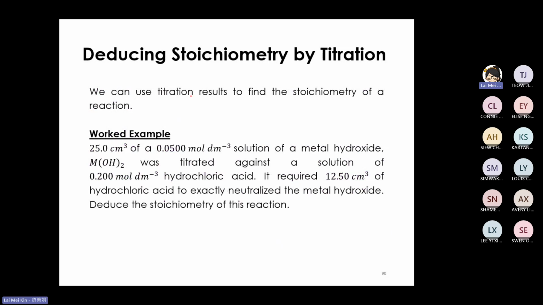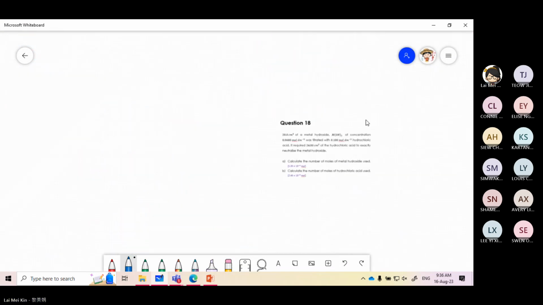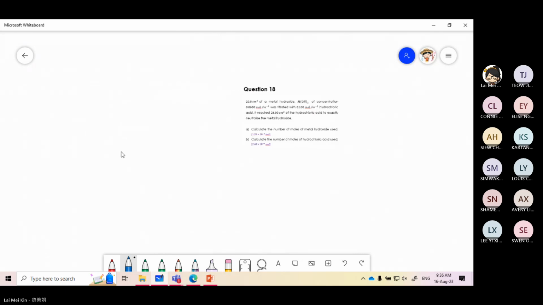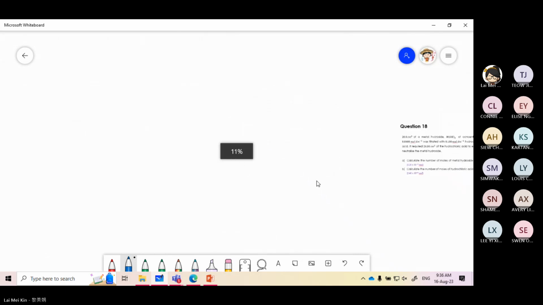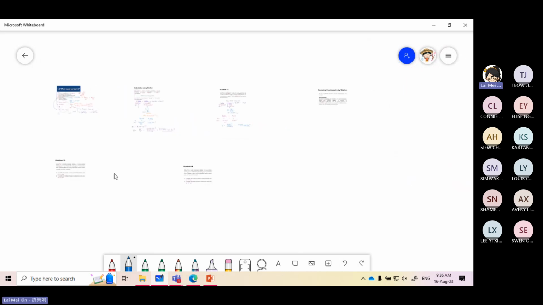Next we move on to deducing stoichiometry by titration. Yesterday we did the deducing also. Deducing means something like proof, proof that this is that. Let me move this to the whiteboard. I think I did. Okay, it's here.